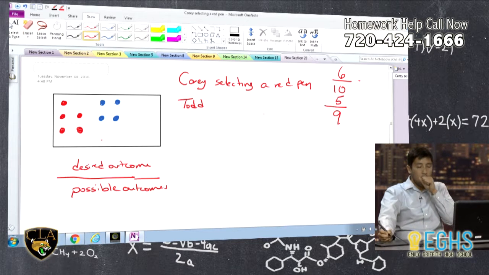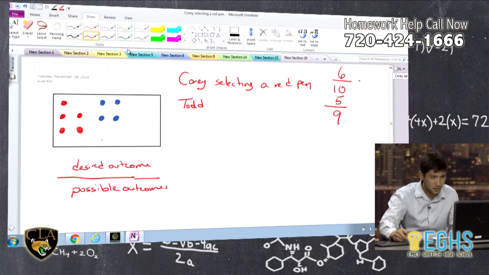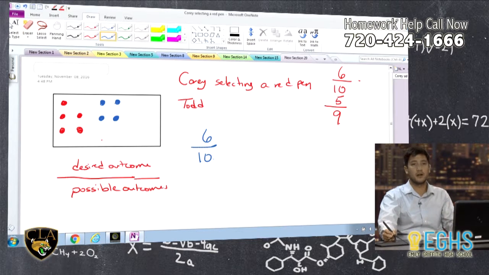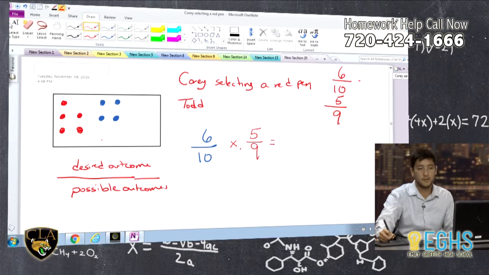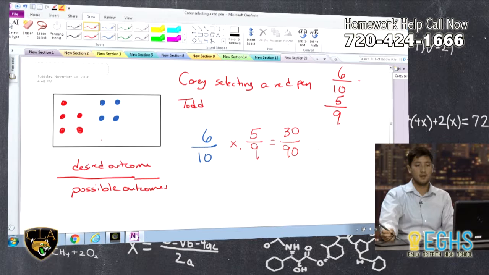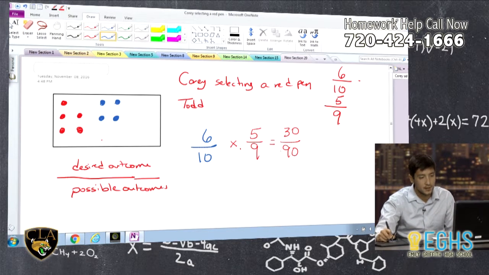So what we're going to do is say, okay, first of all, 6 out of 10 chance that Corey selects it. In order to figure out the odds of both things happening, we're actually going to multiply them together. So times 5 out of 9. And multiplying fractions, we just multiply across, so 30 out of 90. So if Corey and Todd do this 90 times, we would expect 30 times for both of them to select a red pen.